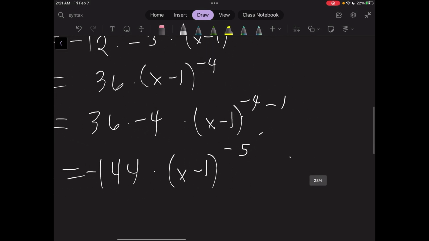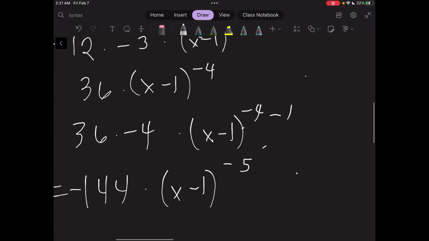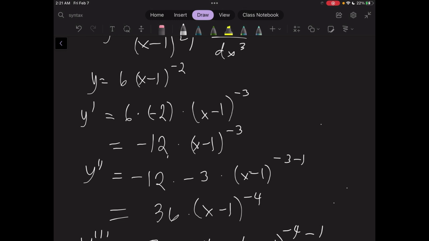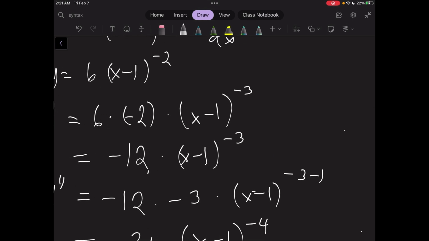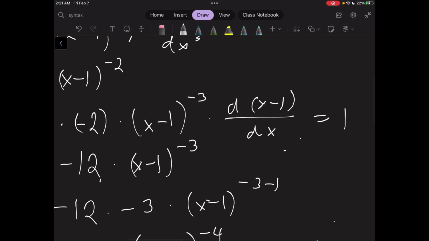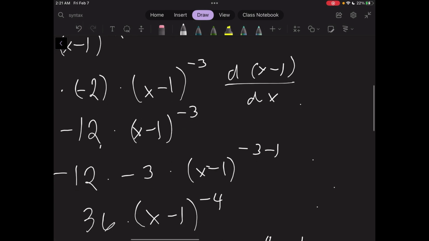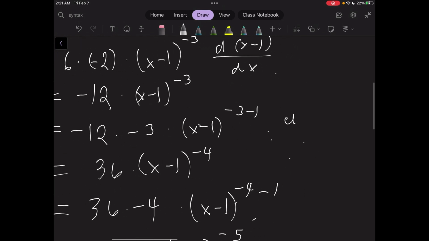Actually, we must expand this, but since we know that the derivative of x minus 1 is just 1, in that case it's always 1. Normally, we cannot use the general power formula here, since we must take the derivative of x minus 1 and multiply it as well. But the derivative of x minus 1 is just equal to 1, so each time we must not forget that in our solution. So it's equal to 1.